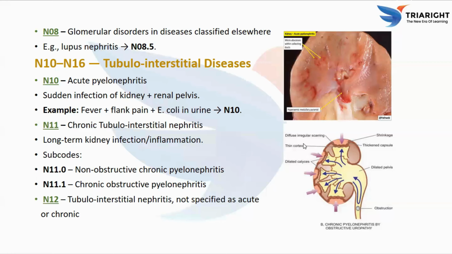And you can see the thin cortex, the surface layer of the kidney, which becomes thin due to tissue loss, and a shrunken kidney because it gets smaller over time, and a thickened capsule, the outer covering, which becomes fibrotic and tough, whereas the dilated pelvis and calyces are because of back pressure from obstruction or reflux. Why is there obstruction? Due to kidney stones, enlarged prostate or vesicoureteral reflux. Whenever acute pyelonephritis is diagnosed within the patient record, you have to assign code N10. And for chronic tubulointerstitial nephritis, you have to assign code N11.